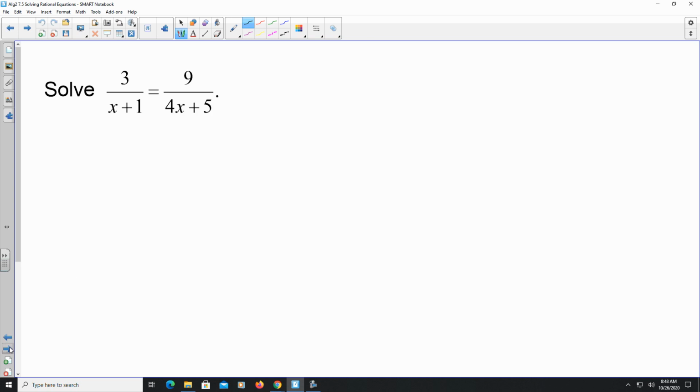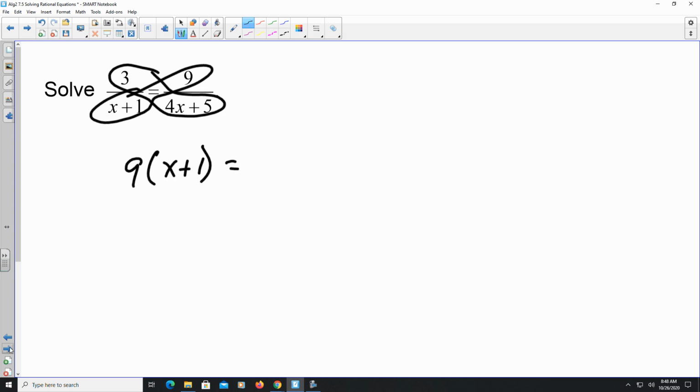So looking at this first example, we have to ask the question, how many fractions are on each side? Well, there's just one on each side, so that's great. What we can do is now solve it using the cross product. So I multiply over here and I multiply over here. Looking at it first, this is going to be 9 times the quantity x plus 1, and that's going to be equal to 3 times the quantity 4x plus 5.